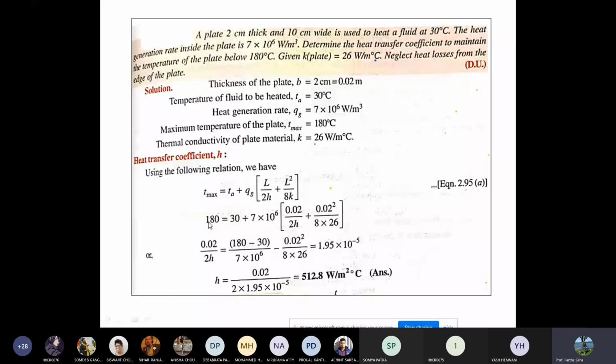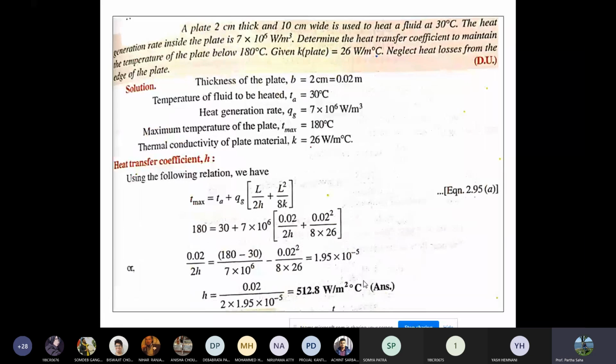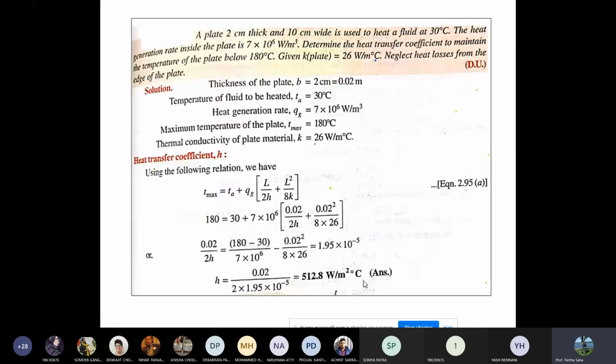Maximum temperature given 180, fluid temperature given 30 C, Qg given, L given, H you have to determine, right? So you substitute the value and then solve for H, you get 512.8 watt per meter square C. So that's all. So it's very easy, just one expression. So I think this has been repeated.